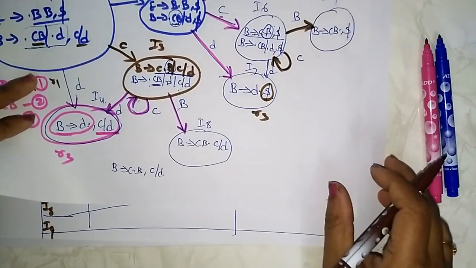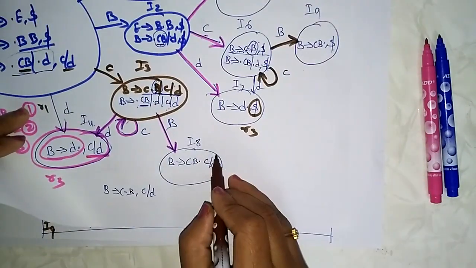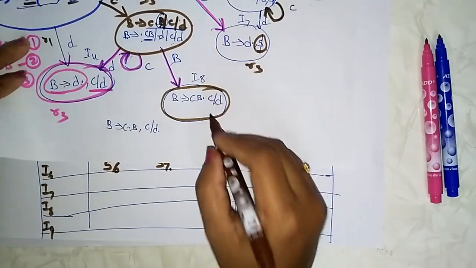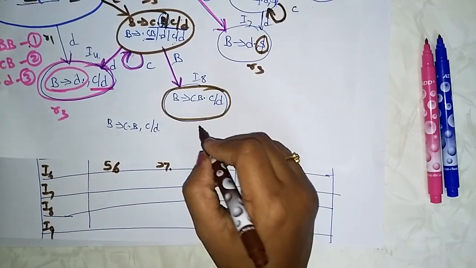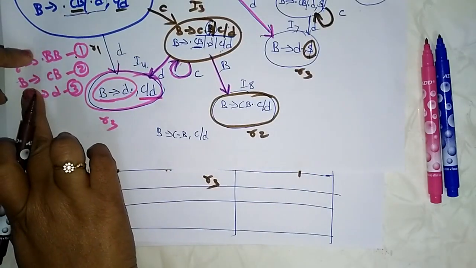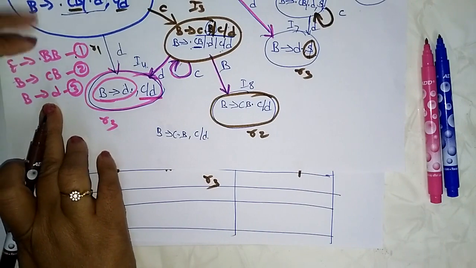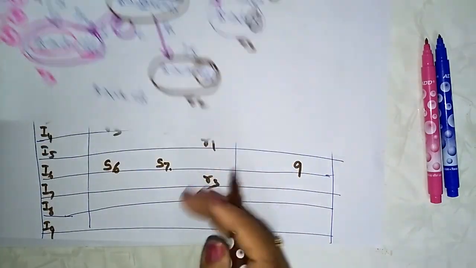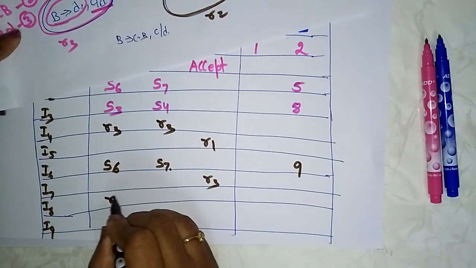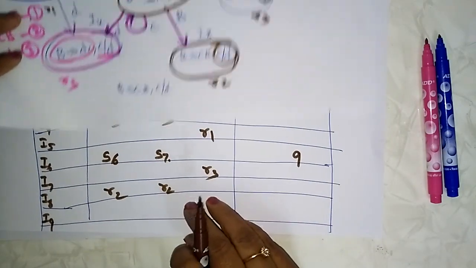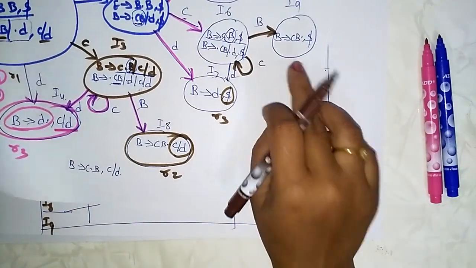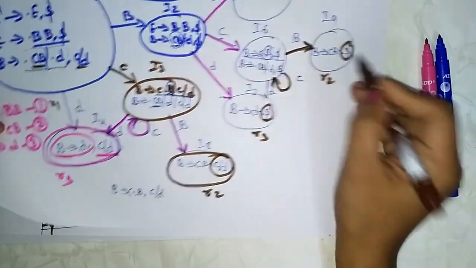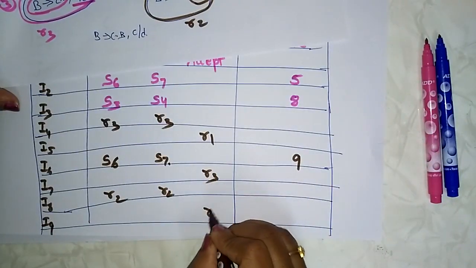Okay, now coming to I8. It is also having CB dot, it's final, so you need to reduce. The production B determines CB is R2, so R2 you have to write under the look ahead values C and D. So under C and D you need to write R2. Okay, finally I9, B determines CB is the production R2. R2 has to be written under dollar, the look ahead value.